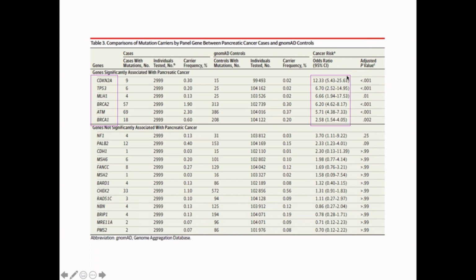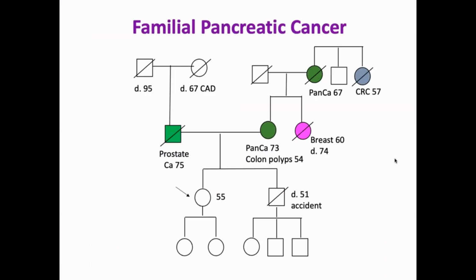And we see the highest risk being in CDKN2A, and then subsequently a lower risk, as you see here, with the genes shown here. And these were statistically significant. A little bit of a surprise that PALB2 wasn't on the list, but there were few cases, and one could make the argument perhaps that it was trending in significance.